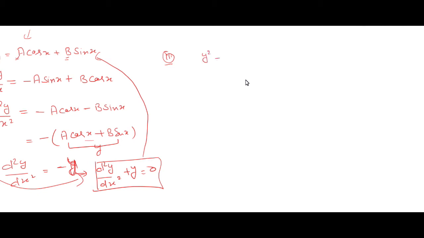Now let's consider a third example. We are given that y square equal to ax square plus bx plus c, and you have to define a differential equation with this condition. So to define a differential equation whose solution is like this, you have to remove these terms a, b and c.